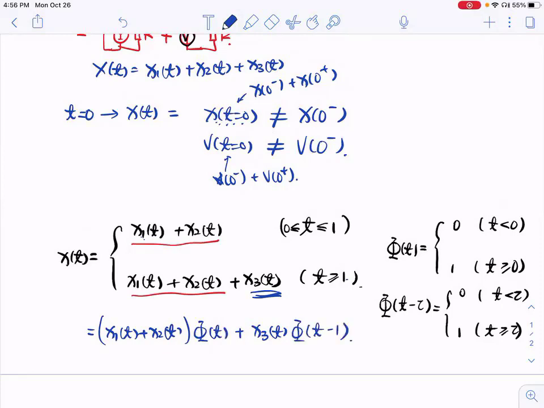So if you want to write your solutions using Heaviside, that's your solution. Either one, number A or number B, both of them are correct. Make sense?